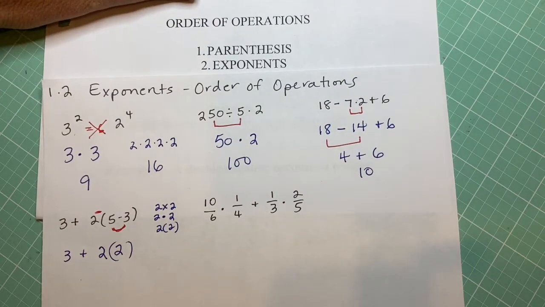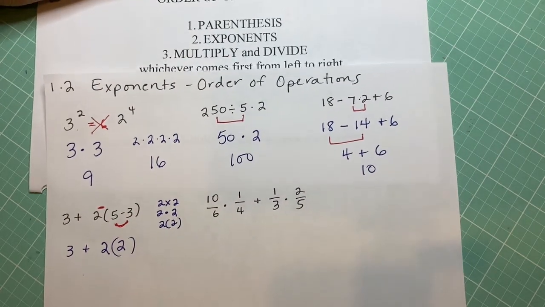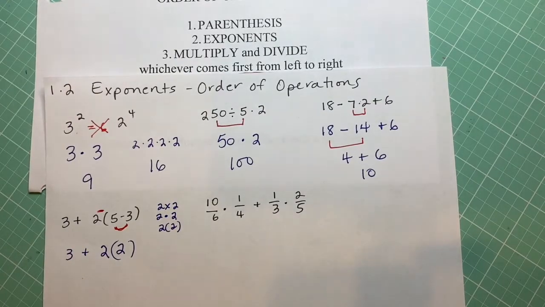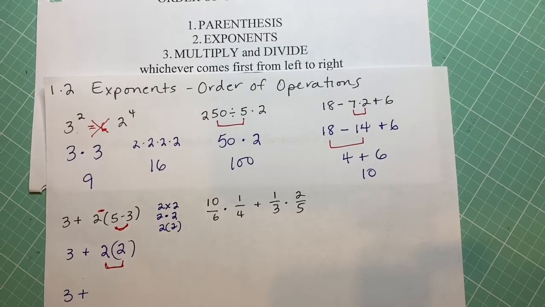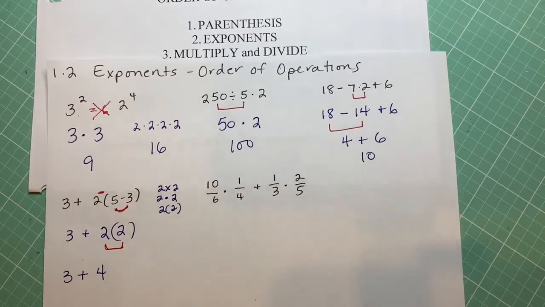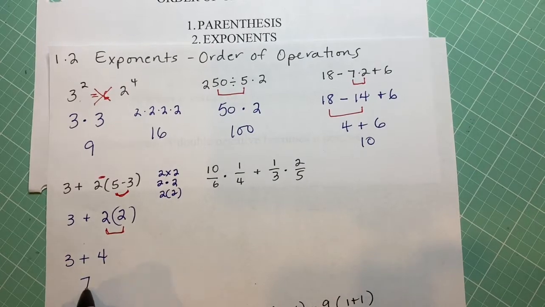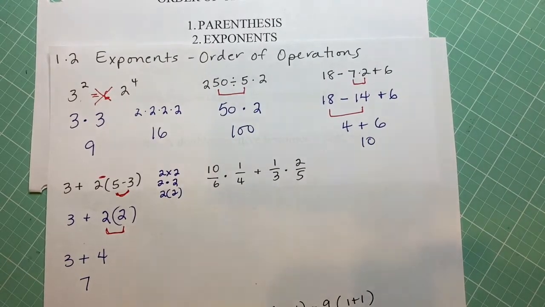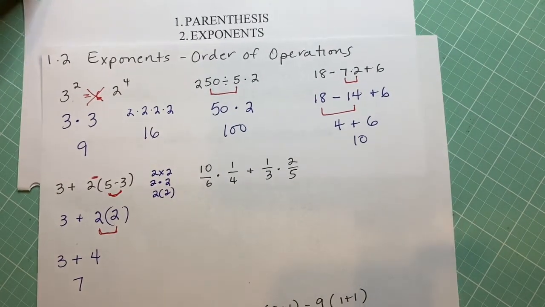Step 2, is there any exponents? No. Step 3, multiply and divide, whichever comes first from the left to the right. So you have to multiply first. So the 3 and the plus comes down, and then you say 2 times 2 is 4. And now, whoops, I need to move it up. Now we can add 3 plus 4 is 7. So you've got to follow the steps.